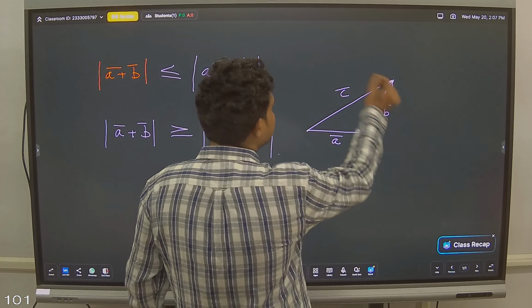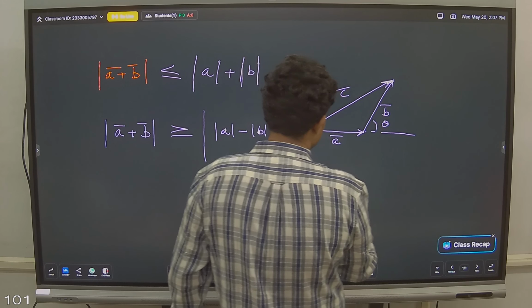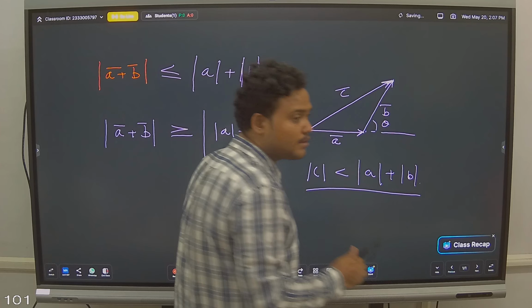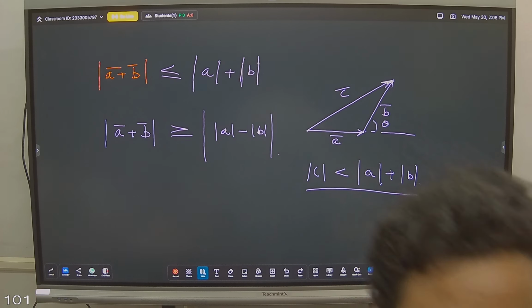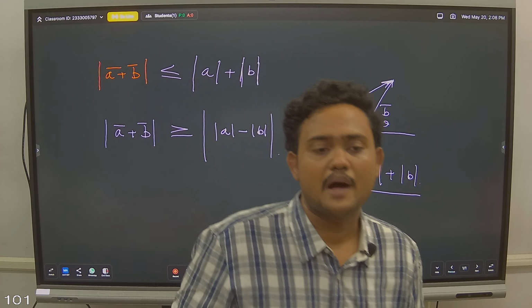So in this particular case, where the angle between the vectors is non-zero, mod C is less than mod A plus mod B. So you have heard this before, that in any triangle, the sum of lengths of two sides should be greater than the third side. The sum of lengths of any two sides should be greater than the third side. So is it obvious to you why?